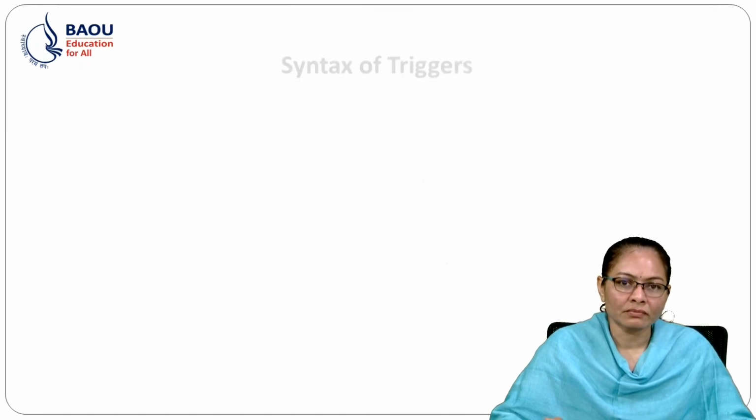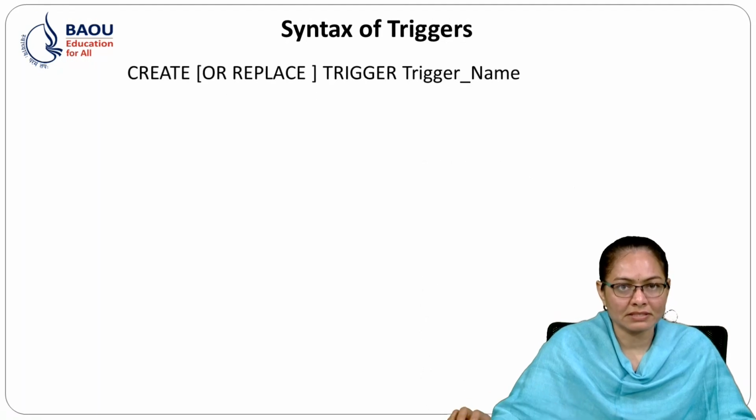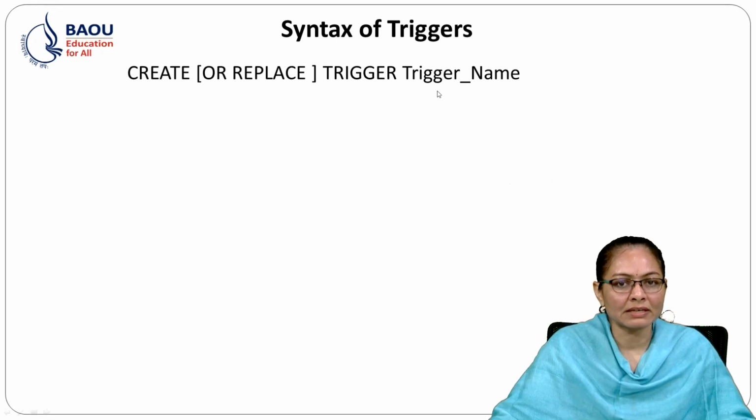Now, how to write the syntax of the trigger? First, create or replace trigger and then the trigger name. It means it will create a new trigger or replace the existing trigger, because of create or replace. Create means a new trigger is created. If the name of the trigger already exists, then it will be replaced by this new code.